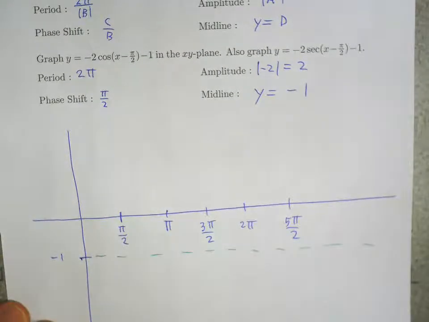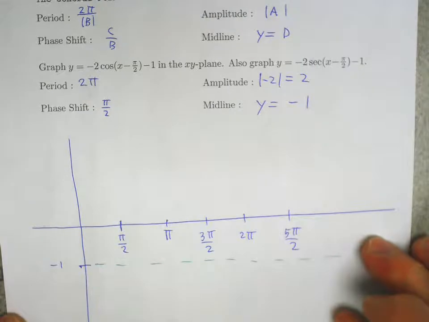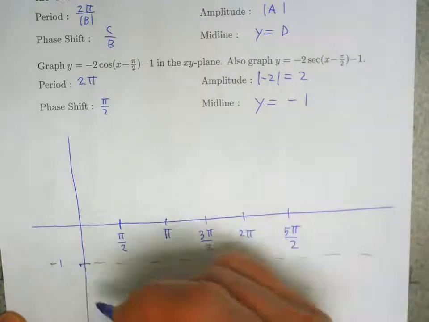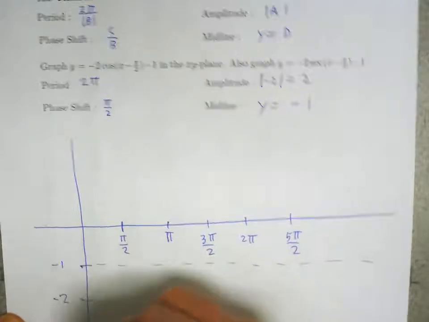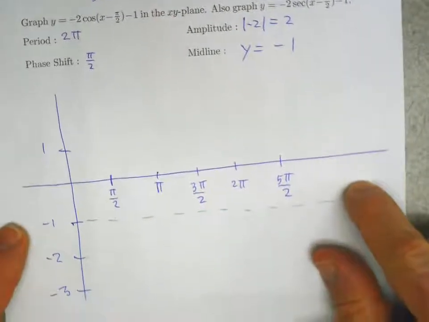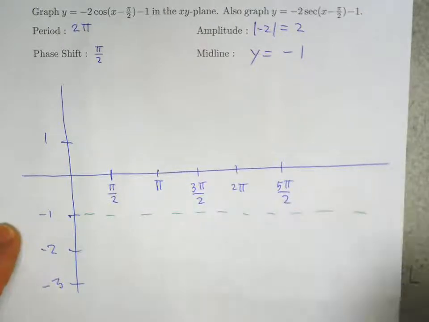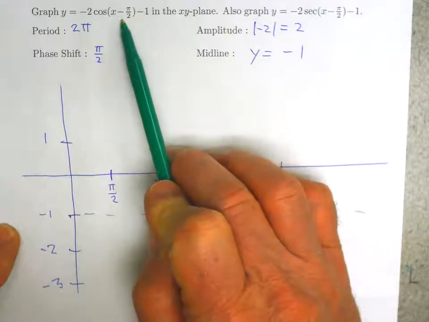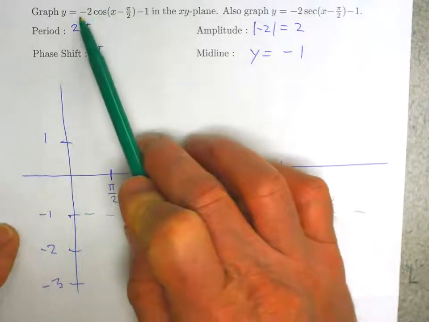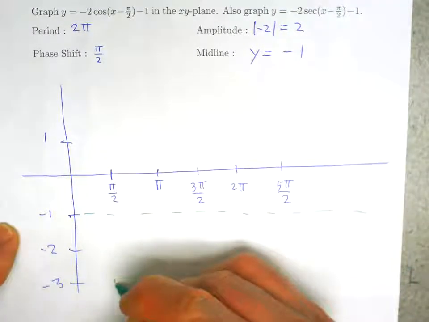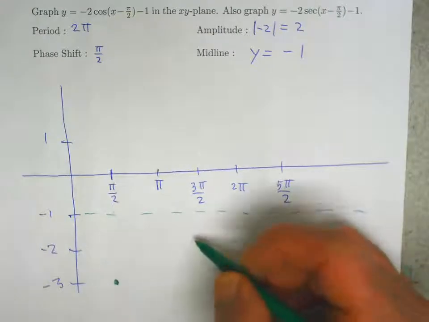So now let's just start plotting points. So we might get this done. So pi over 2, replace x with pi over 2. Pi over 2 minus pi over 2 is 0. Cosine of 0 is 1. Negative 2 times 1 minus 1 is negative 3. So at pi over 2, we have this point down here at negative 3.